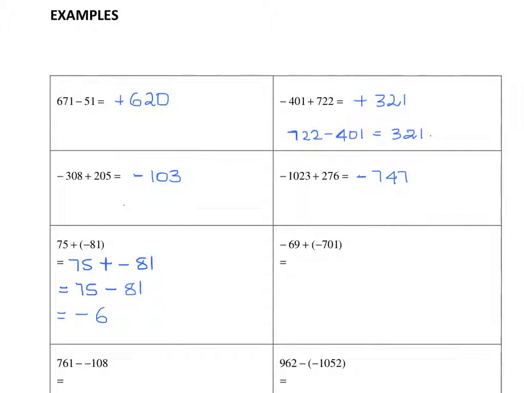Now with our next problem, which is negative 69 add negative 701. We've got a double sign here, but we also have the bracket, which we can remove quite quickly and rewrite it as negative 69 add negative 701. First thing we need to do is to simplify this double sign. The two signs are different, hence it will simplify to a negative sign. So we'll have negative 69 subtract 701.